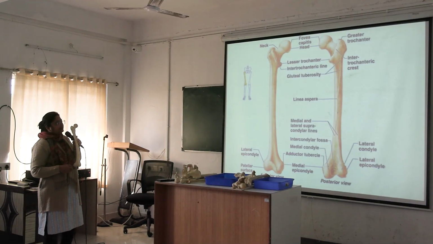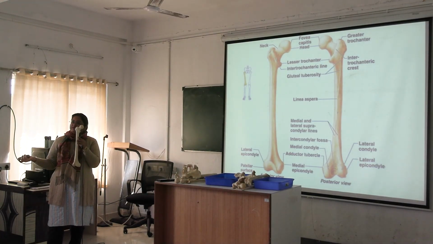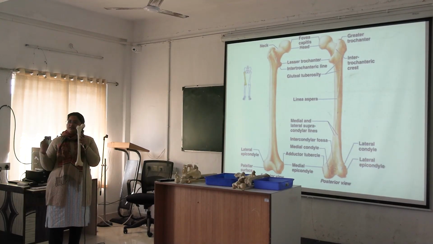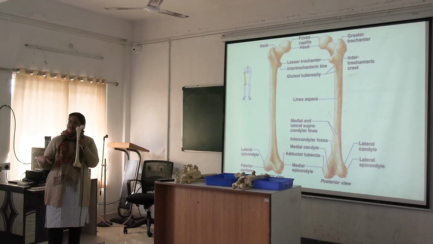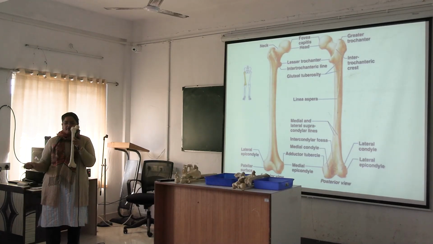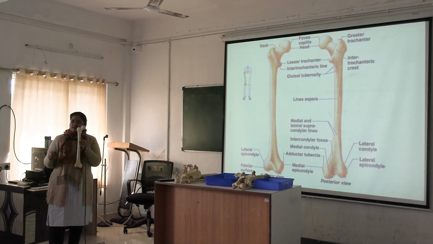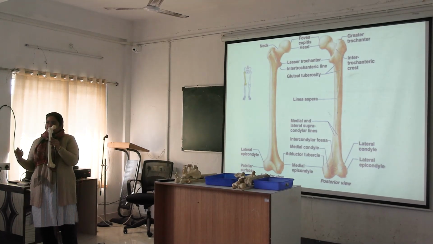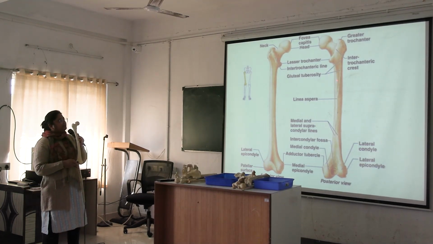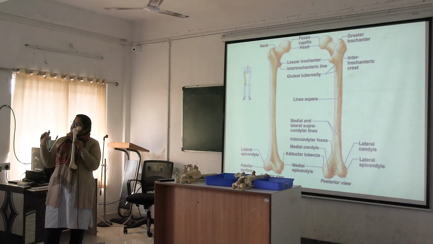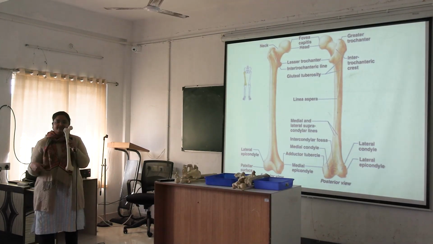And in the middle one third, there are three borders and three surfaces. Okay, anterior surface, medial surface, and lateral surface. Our borders are the medial, lateral, and posterior border or linea aspera. Okay, understood. And other important features, on this side there will be a crest. Okay, and on this side is the gluteal tuberosity. Maximum fibers of the gluteus maximus are inserted over here, 1/4 of the fibers. Okay, and the rest are inserted over the iliotibial tract. Previously we discussed the iliotibial tract.